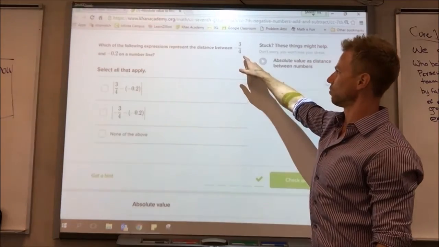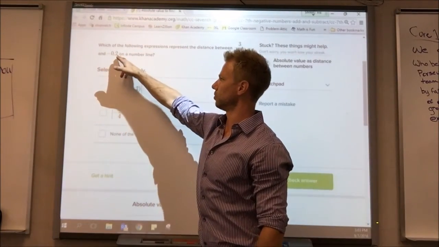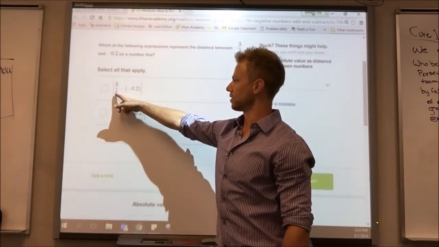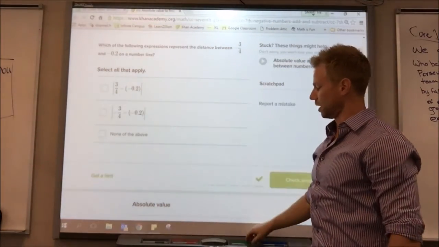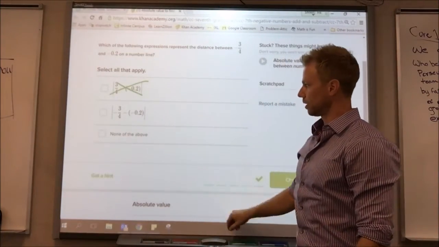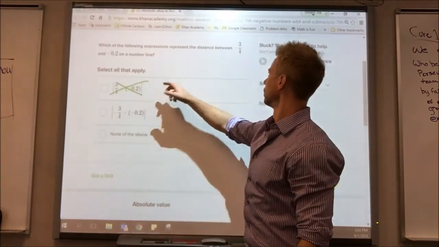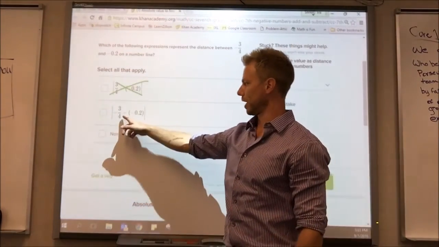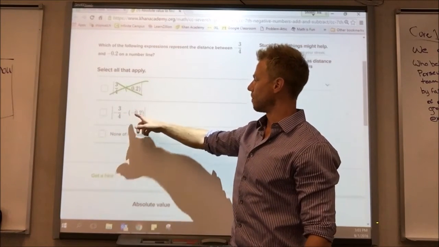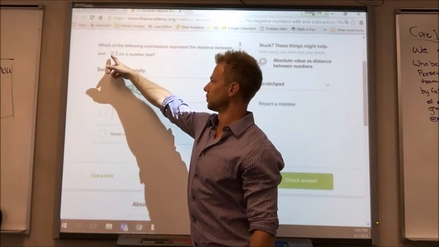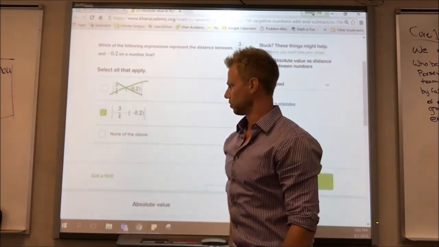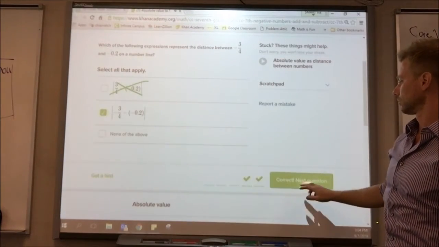Now we have a -3/4 and a -2/10 or 0.2. So as I look at my first option, it has a +3/4. Doesn't have the same sign, so it's not going to work. The second one has a -3/4, which is exactly what I need. It's subtracting, which we have to subtract, find the distance between 2 points. And then it has a -0.2, which is what this is, a -0.2. So that one will work. It matches what we need.